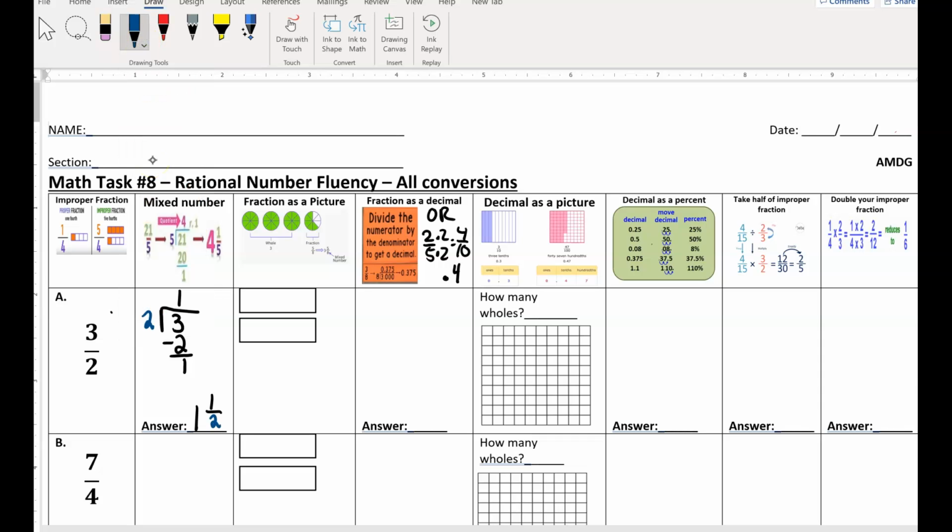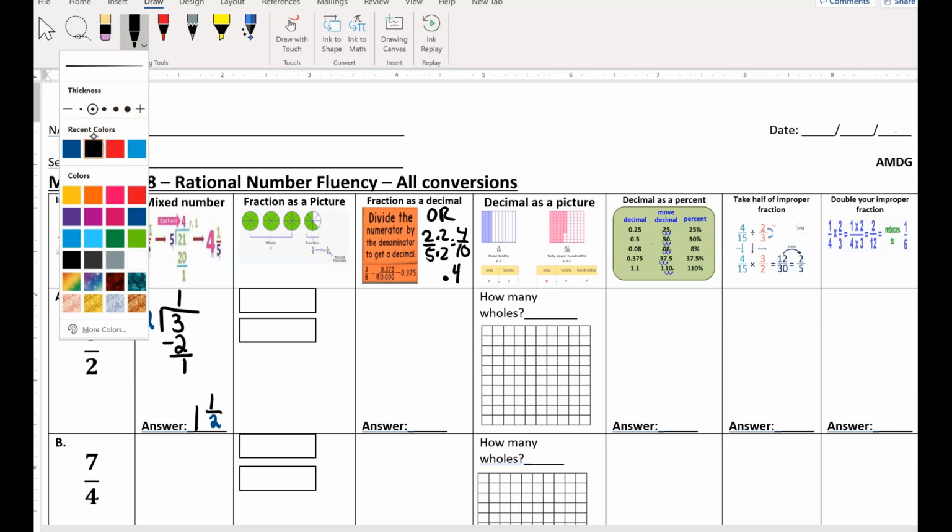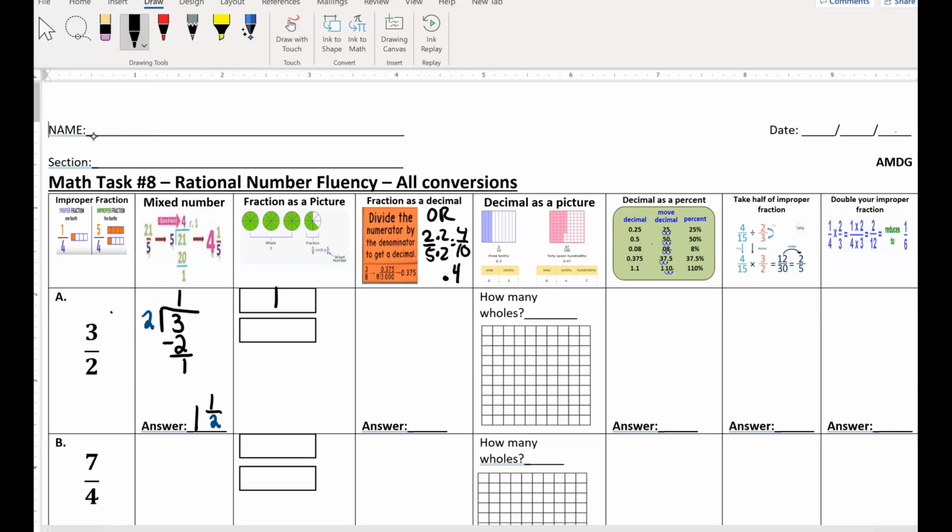To draw this as a picture, we're going to divide this up into halves, because that was our denominator, and we're going to color in 3 of them. So there's 1 half, there's 2 halves, or 1 whole, and there's our 3rd half. So we can represent this picture as 3 halves, or 1 whole and 1 half.